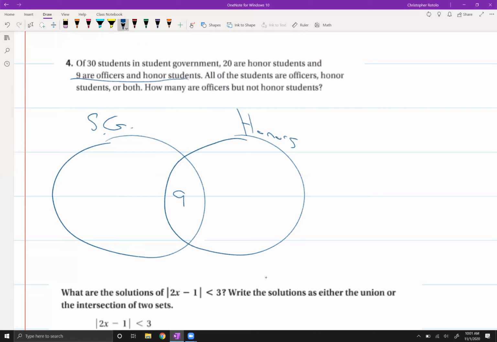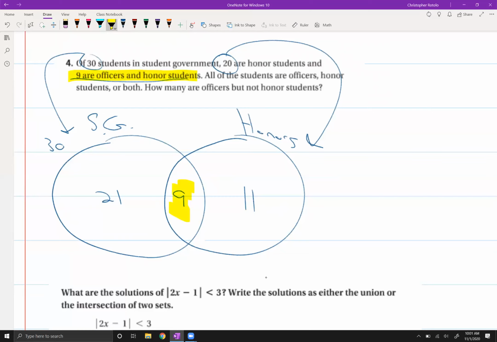So 9 go here, but there are 30 students in student government. So that means this whole thing has to be 30. So how many are left over? 21, because now this entire circle makes that up. And 20 have to be honor students. So this whole circle has to be 20, but we already counted 9 of them. So that means we need 11 over here. All right, so it's not too bad once we see how to work those things together. So we're looking for something that's both, and that goes in the middle of that Venn diagram.